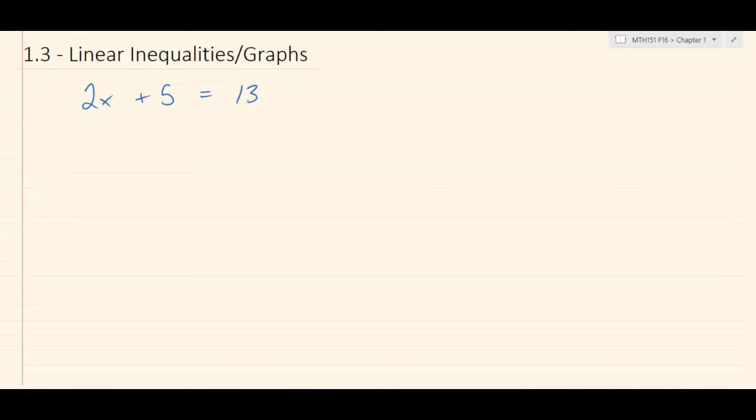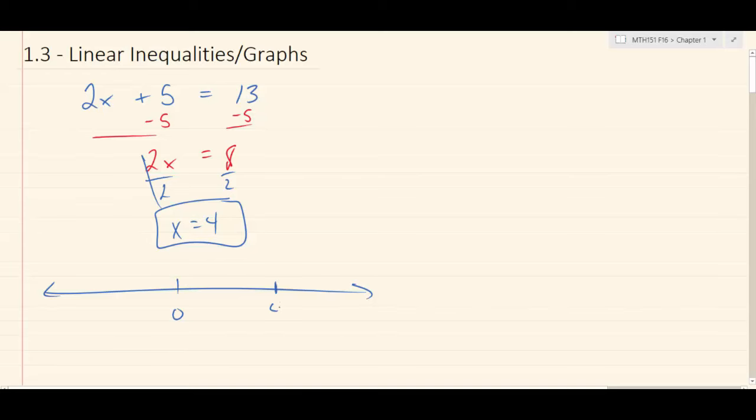These cancel and you get x equals 4, and everybody's happy, right? This is a solution to the equality. If you were to graph this solution on a number line, you would put a tick at 4 and a solitary dot at 4. That's the solution, x equals 4. That's what makes this true.